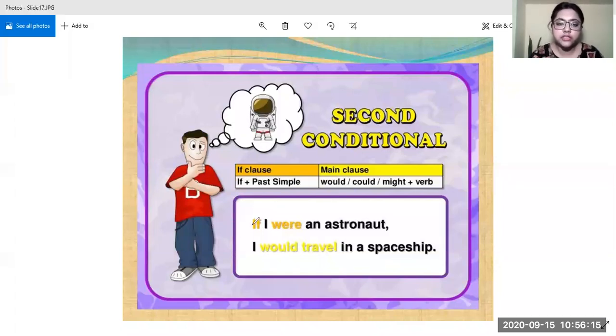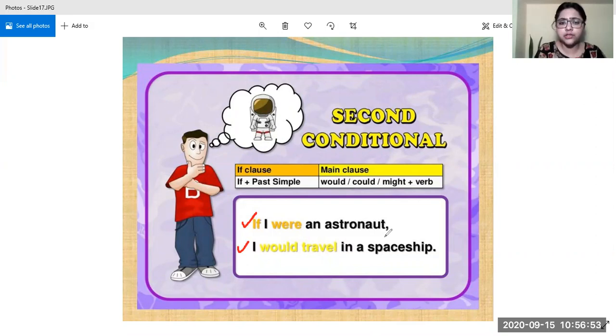So in the if clause we have a simple past tense, and then in the main clause, obviously when the first part is in past tense, the second part will also be in the past tense. Whatever modals we did in the first type of conditional can all be used in the second conditional, but in their past form. The past form of will is would, the past form of can is could, and might is the past form of may. So let us look at the example.